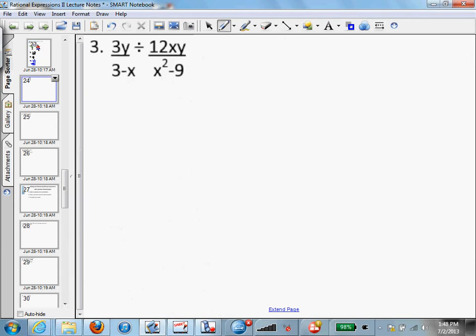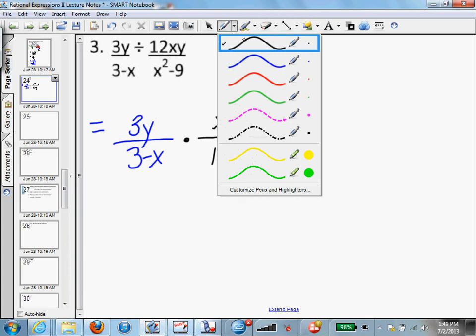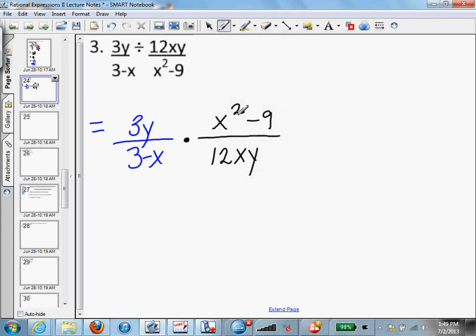Looking at this next example, we have 3y over 3 minus x divided by 12xy over x squared minus 9. So first, we write the first fraction of 3y over 3 minus x, then put your multiplication symbol. Let's flip the second fraction to have x squared minus 9 over 12xy. Now let's begin to factor. You can see that x squared minus 9 can be broken into x plus 3 times x minus 3. So that will replace this term right there.